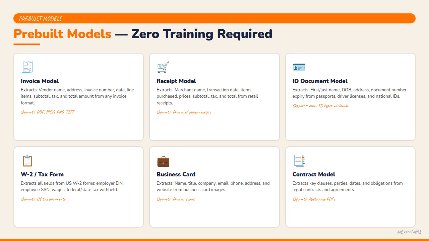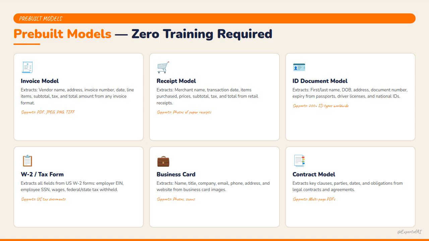The Receipt Model handles retail receipts from photos, extracting merchant name, transaction date, items purchased, and prices. The ID Document Model supports over 200 ID types worldwide: passports, driver licenses, and national IDs, extracting name, date of birth, address, document number, and expiry date. There's also a W-2 model for U.S. tax forms, a business card model, and a contract model for legal documents.